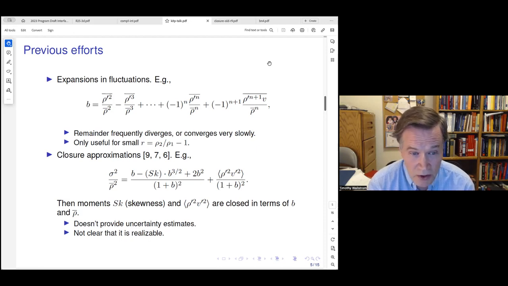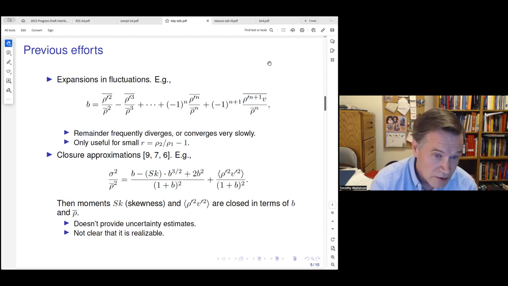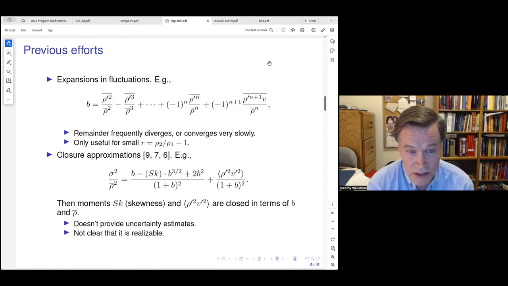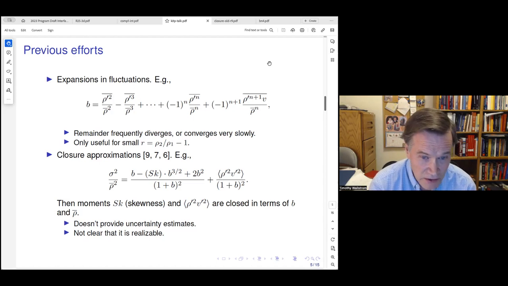If you look at the first term, that's the variance up top. Rho prime is just rho minus rho bar. So if you have a small fluctuation, then working with B and working with the variance is basically equivalent, but it's only useful when the differences between the densities are pretty small. And I measure it with this little small r, which goes to zero when rho 2 and rho 1 are the same.